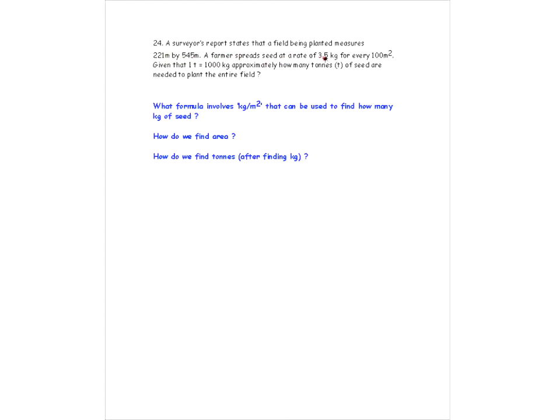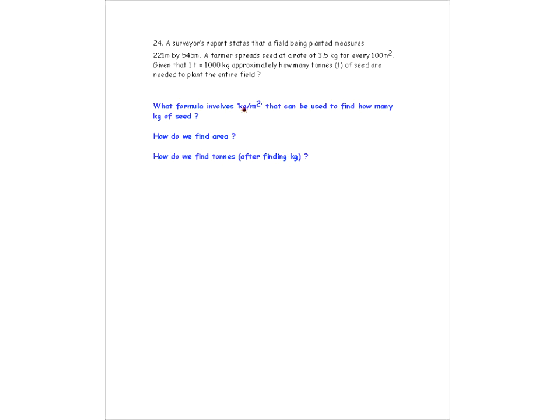A farmer spreads seed at a rate of 3.5 kilograms for every 100 meters squared. Given that 1 ton equals 1,000 kilograms, how many tons of seed are needed to plant the entire field? Okay, so again, I just want to give you guys some focus questions to think about.